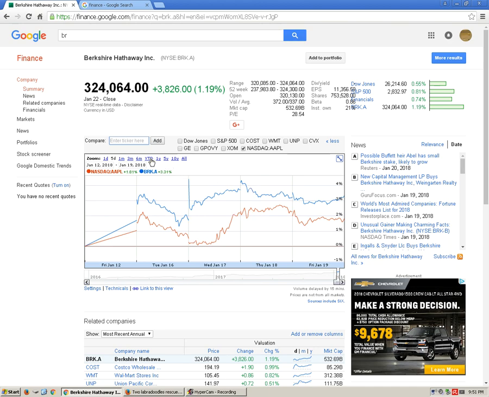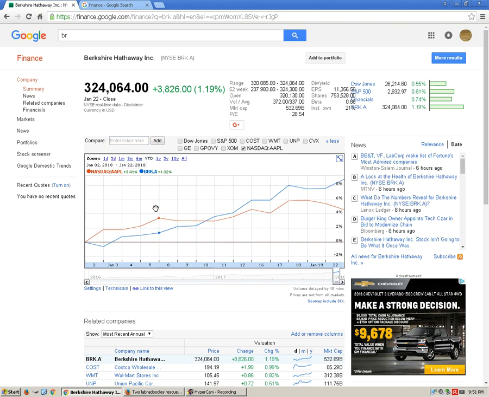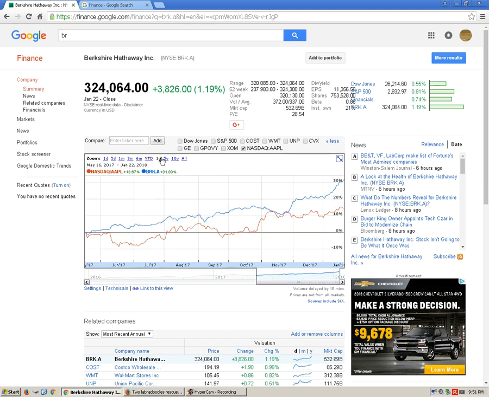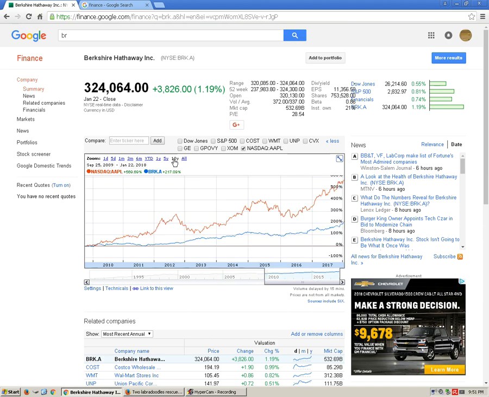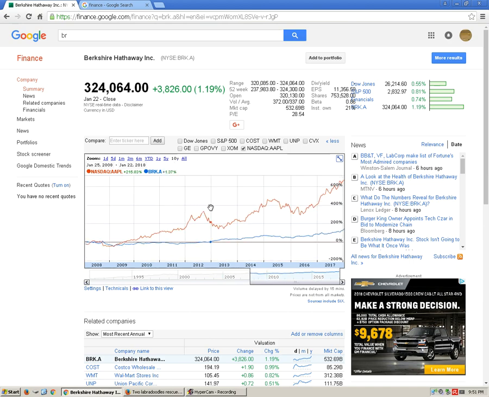I don't know. So here I'm comparing Apple to Berkshire Hathaway Class A. Berkshire Hathaway Class A is the same thing as Berkshire Hathaway Class B. It's just much more expensive, it's just a larger piece of Berkshire Hathaway. Class B is a smaller piece of Class A. And you can see how Apple has done so much better than Berkshire Hathaway in the last 10 years. Impressive.